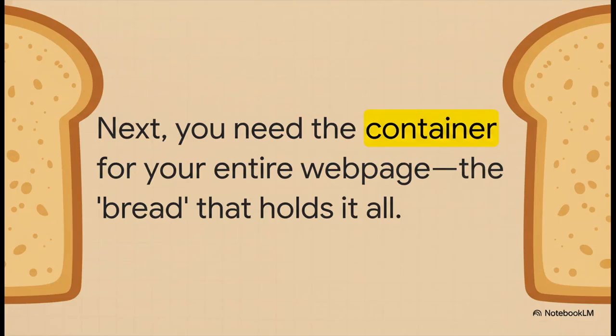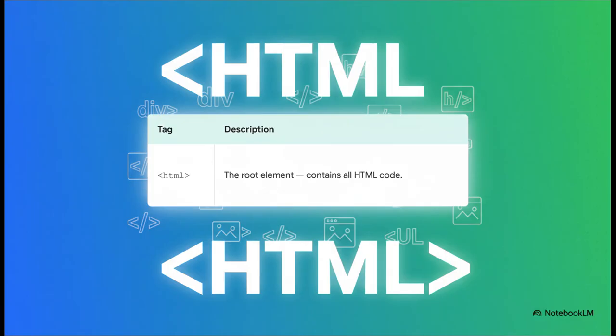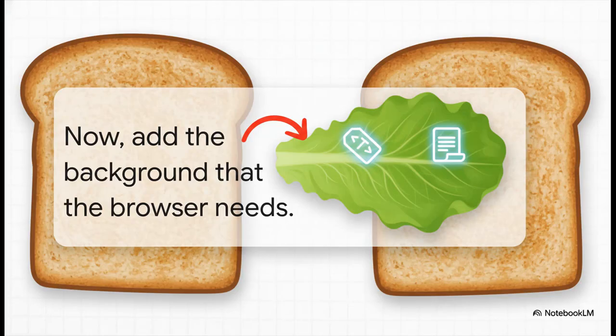Okay, declaration is done. Now it's time for our two slices of bread. This is the main container that's going to hold our entire web page. Literally, nothing can exist outside of it. And that's the job of the HTML element. Think of it as the root of the entire project. Every single other piece of code, the head, the body, all your content has to live inside this one big tag.